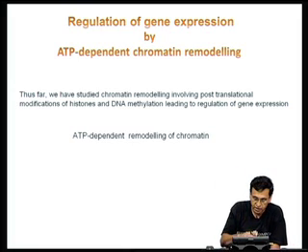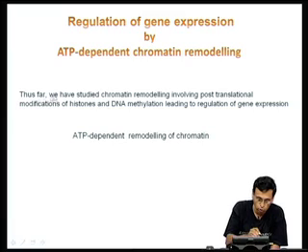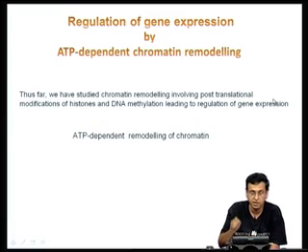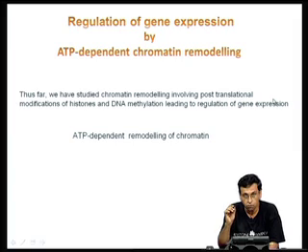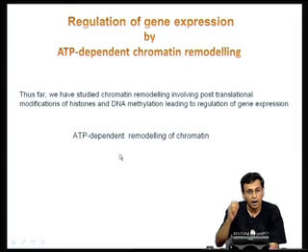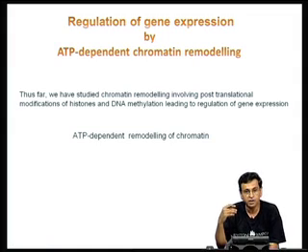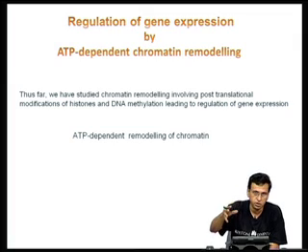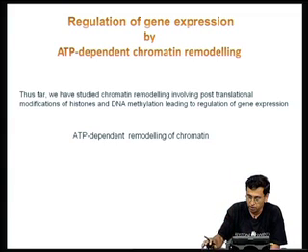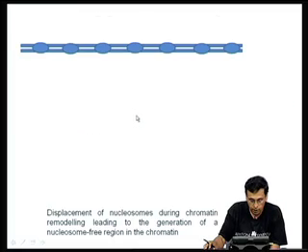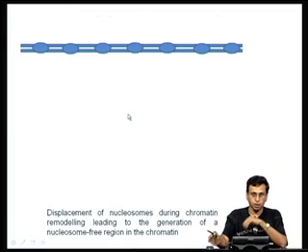So far we have studied chromatin remodeling involving post-translational modifications of histones and DNA methylation, and how DNA methylation in conjunction with histone modifications can result in regulation of gene expression. Today we are going to discuss ATP-dependent remodeling of chromatin, which is very different from covalent modifications of histone tails. This has nothing to do with covalent modification of histone tails, but there is an ATP-dependent chromatin remodeling machinery which can alter chromatin structure and therefore bring about gene regulation.